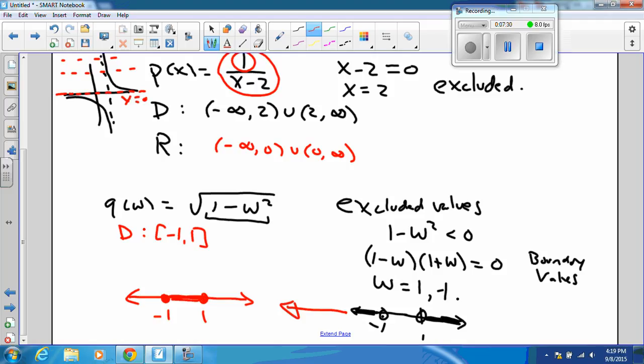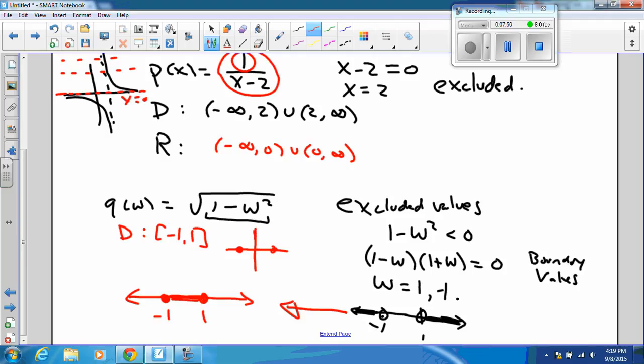What about the range? Well, the range is tougher. To get the range, I would probably need to graph this. And I can see that when x is equal to 1 or when x is equal to negative 1, my graph is 0. When, excuse me, I said x. When w is equal to 1 or negative 1, my graph is 0.